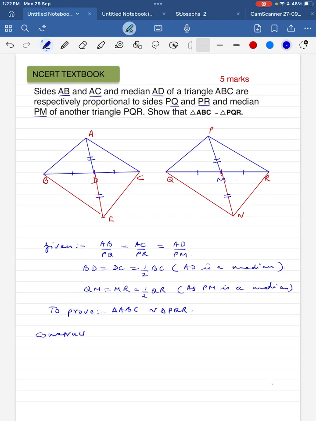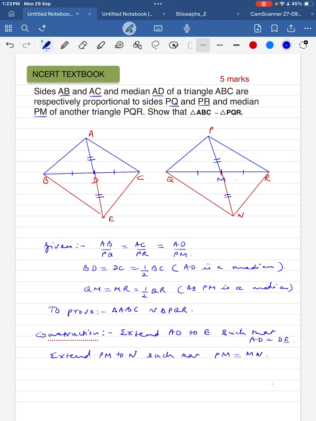Okay, so let me write out the construction. It's important to include the construction in writing. So we need to extend AD to E such that AD is equal to DE. Also, we need to extend PM to N such that PM is equal to MN. And we also need to join E to B and C, and we need to join N to Q and R.